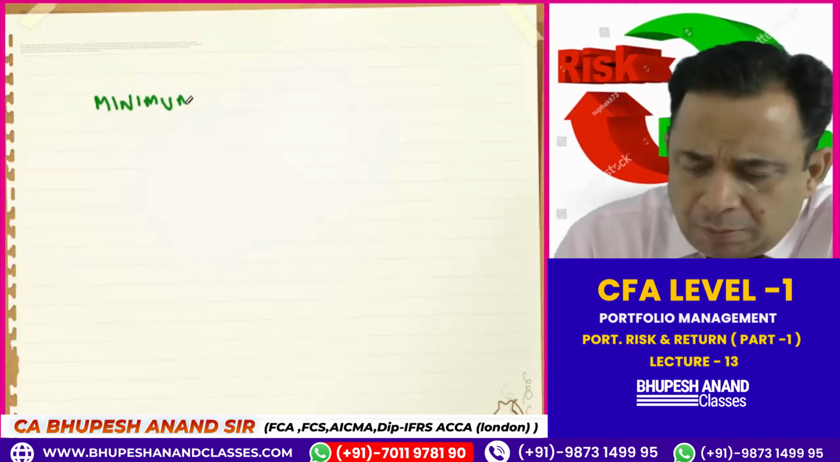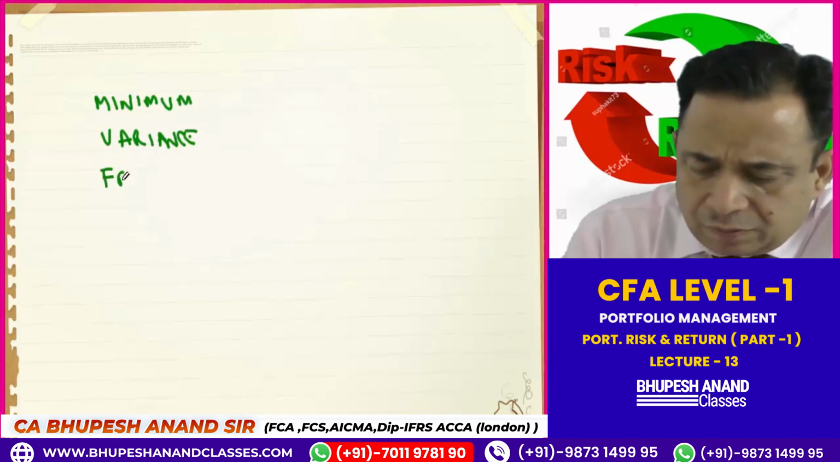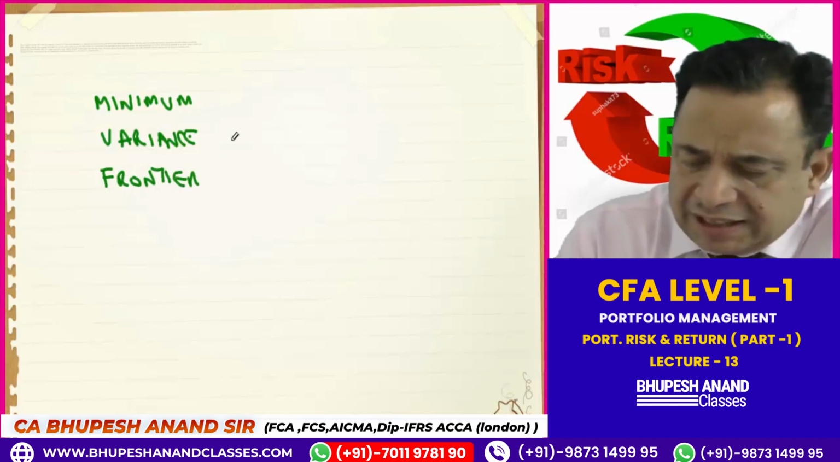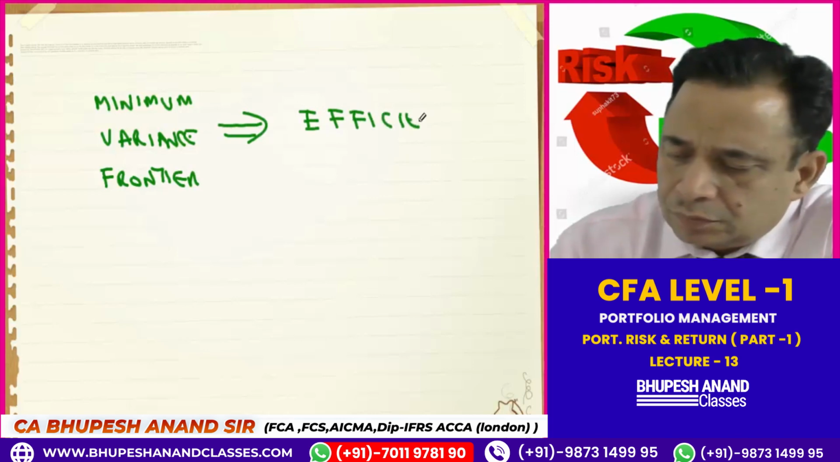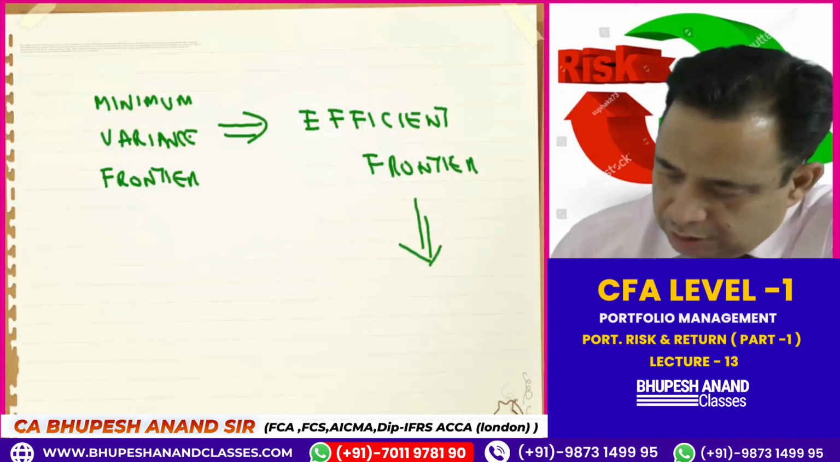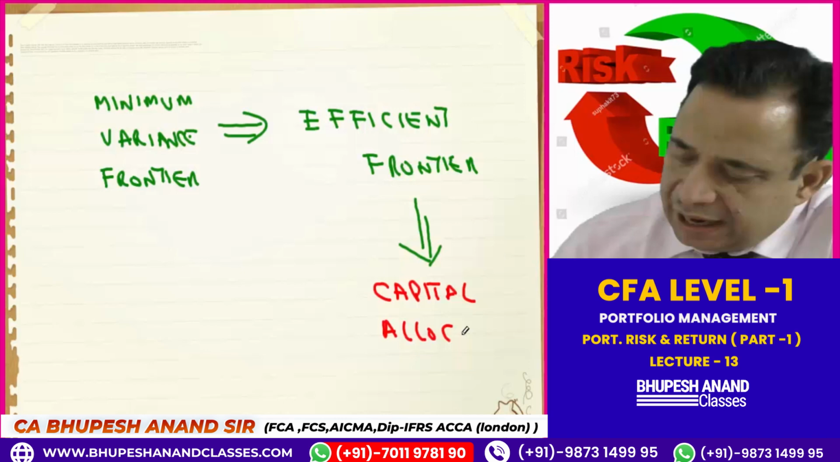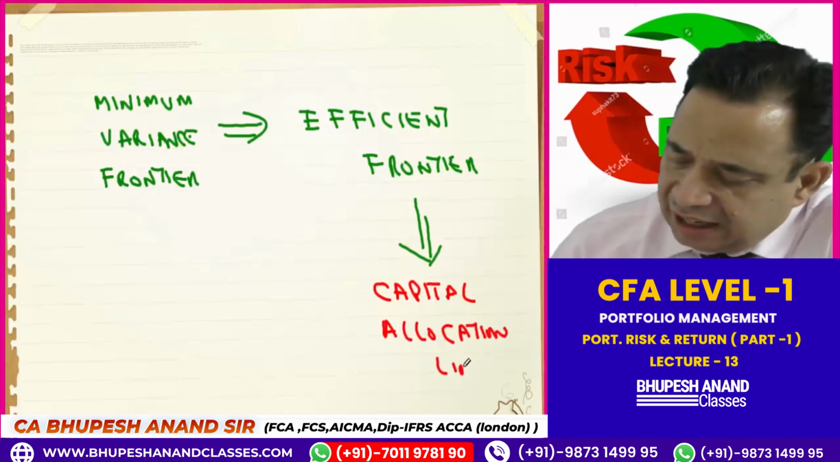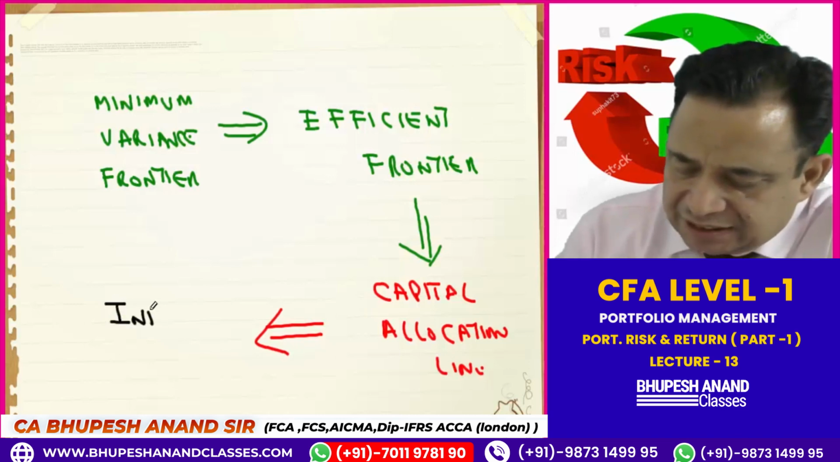Minimum variance frontier, and then we move to efficient frontier. And after this efficient frontier, we move to capital allocation line. And after this capital allocation line, now today I want to tell you something about indifference curve.